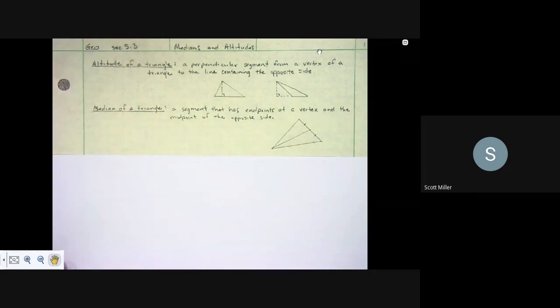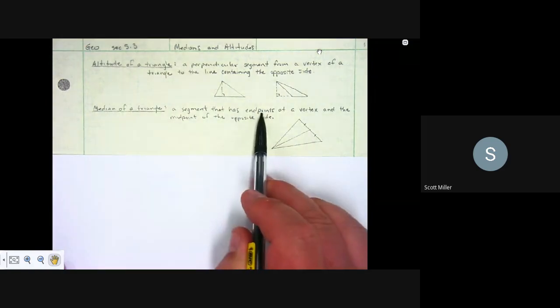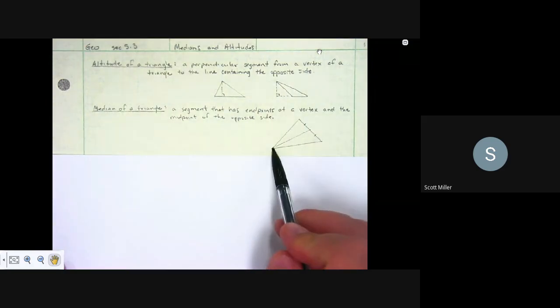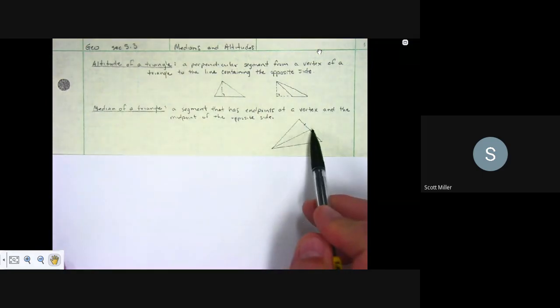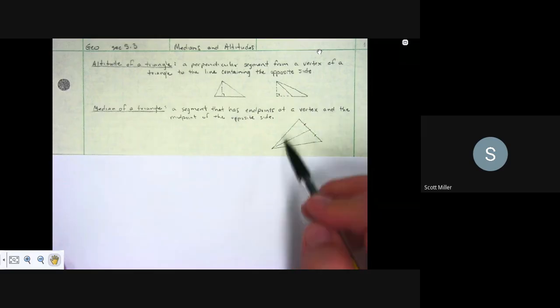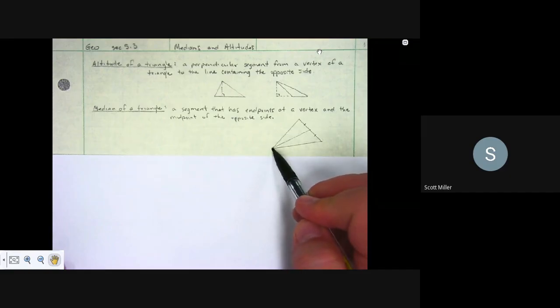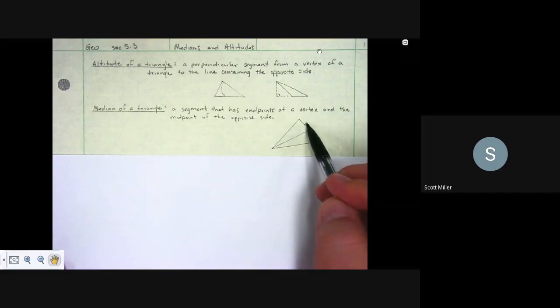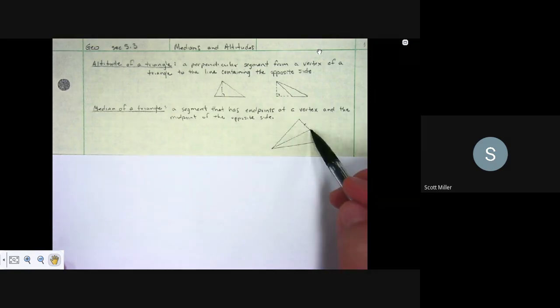Okay? And then the next one here is the median. What is the median of a triangle? It is a segment that has the endpoints at a vertex and at the midpoint of the opposite side. Okay, so that's not an angle bisector. It does not bisect this angle. What this does is it goes from the vertex to the midpoint of the opposite side, and so those two pieces will be congruent because that's the midpoint.